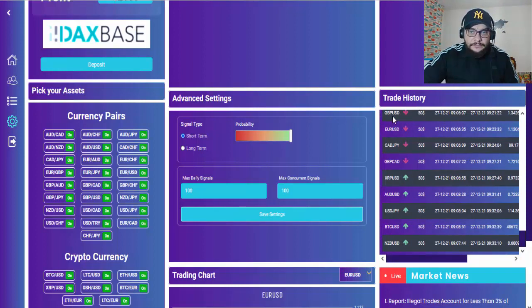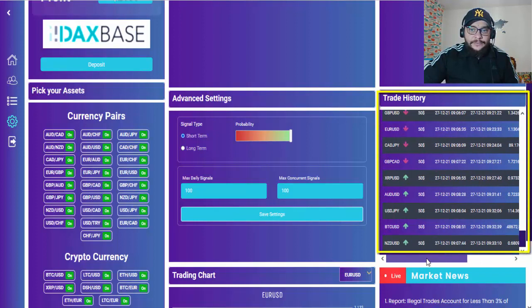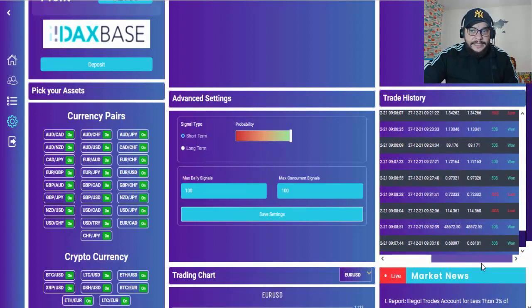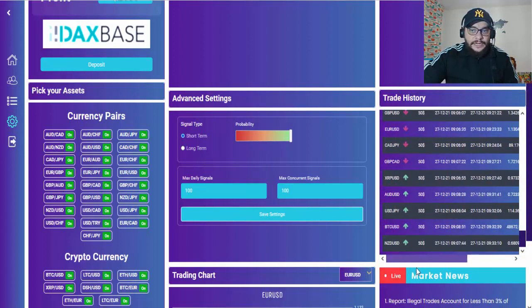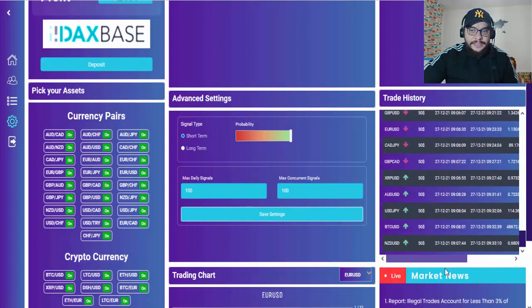Let's have a look. We have GBP USD, which was a sell. It is a losing trade. Euro USD, a sell, winning trade. Canadian dollar, Japanese yen, a sell, winning trade. GBP, Canadian dollar, a sell, winning trade. XRP USD, a buy, winning trade. Australian dollar, US dollar, a buy, losing trade. US dollar, Japanese yen, a buy, losing trade. Bitcoin USD, a buy, winning trade. And New Zealand dollar, US dollar, it is a buy also, which is a winning trade.